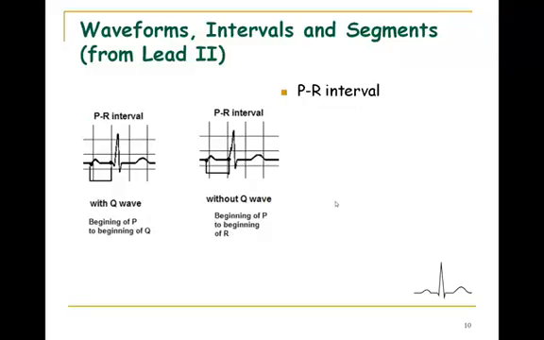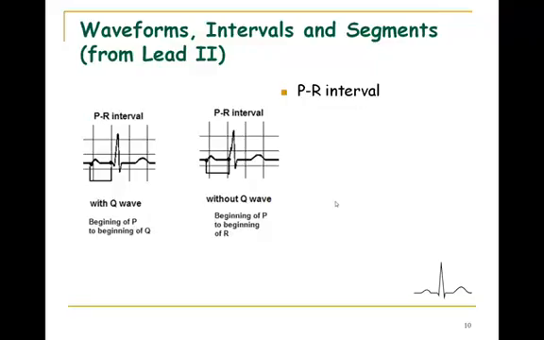If it's abnormal, such as if it's prolonged, it can indicate abnormal conduction through the AV node. So the big thing you need to remember is that the PR interval is a good thing to look at if you want to evaluate conduction through the AV node. Disturbances in the AV node will result in an abnormal PR interval, and it will be prolonged. It will be longer than 0.21 seconds.